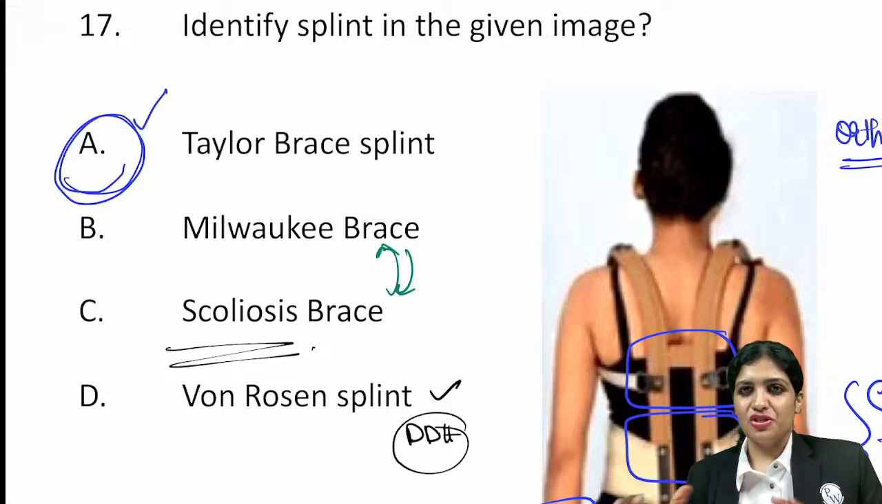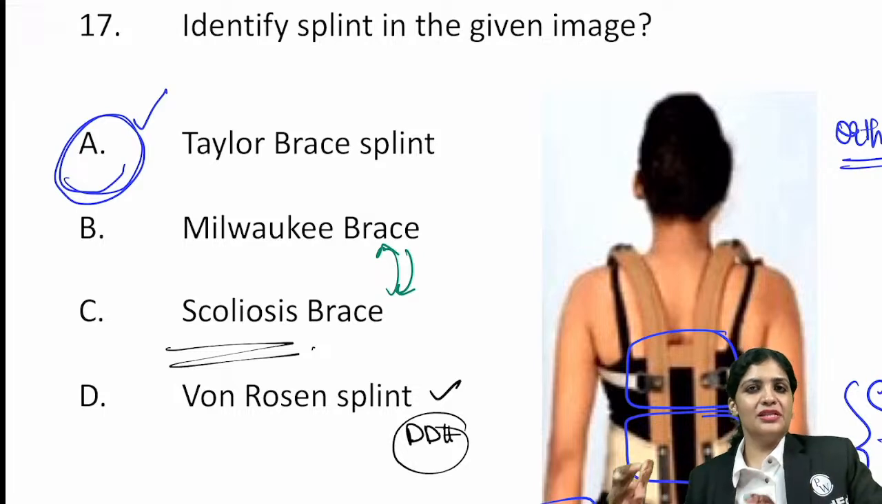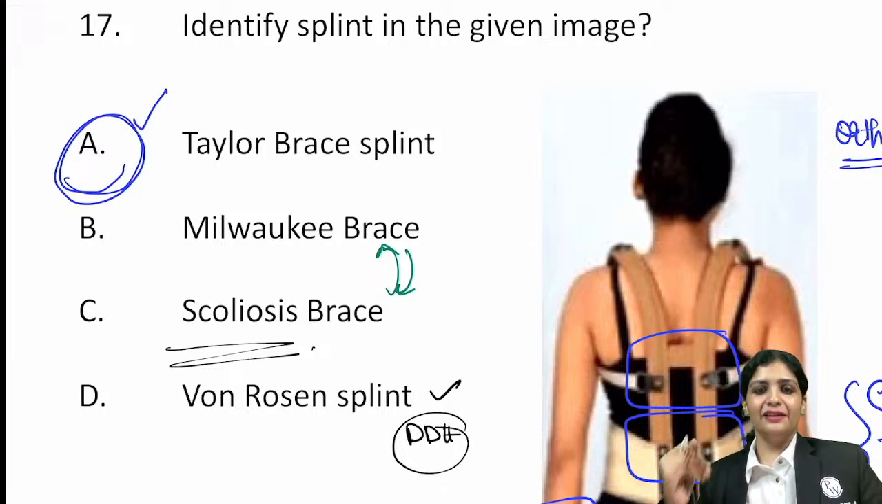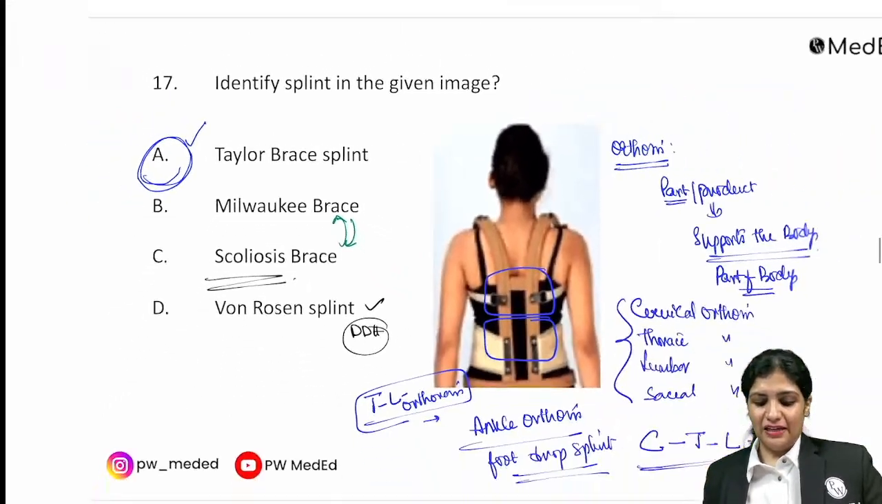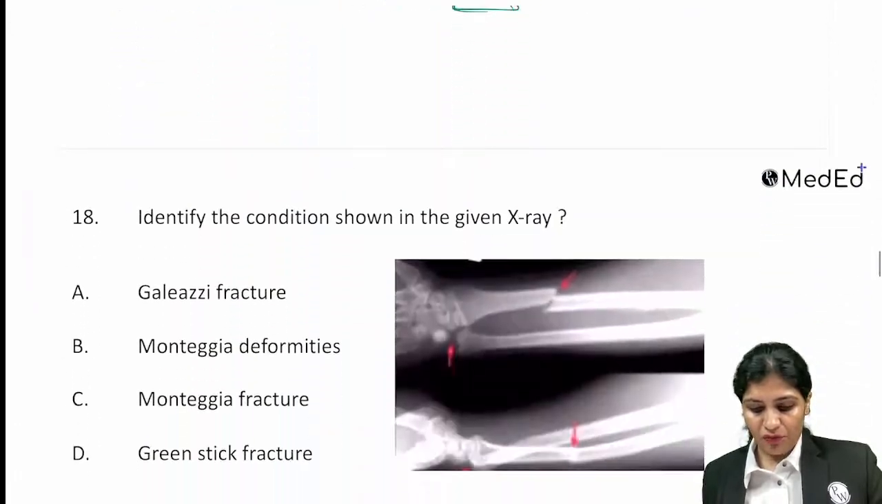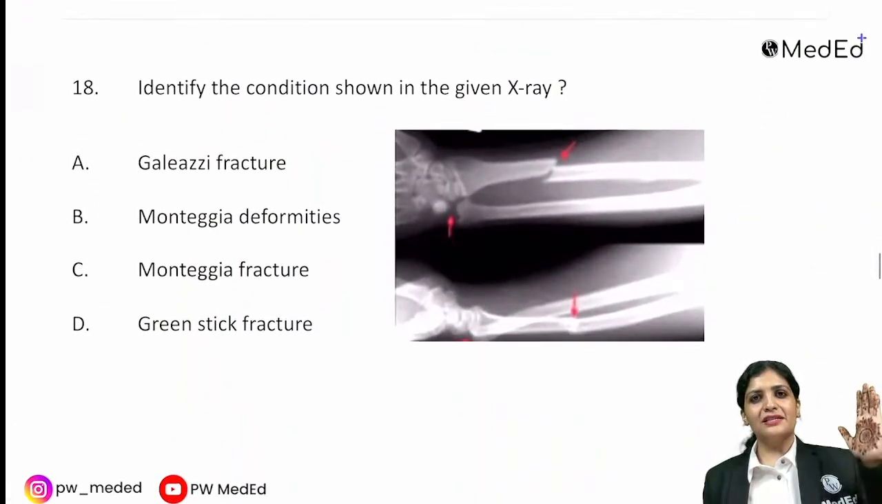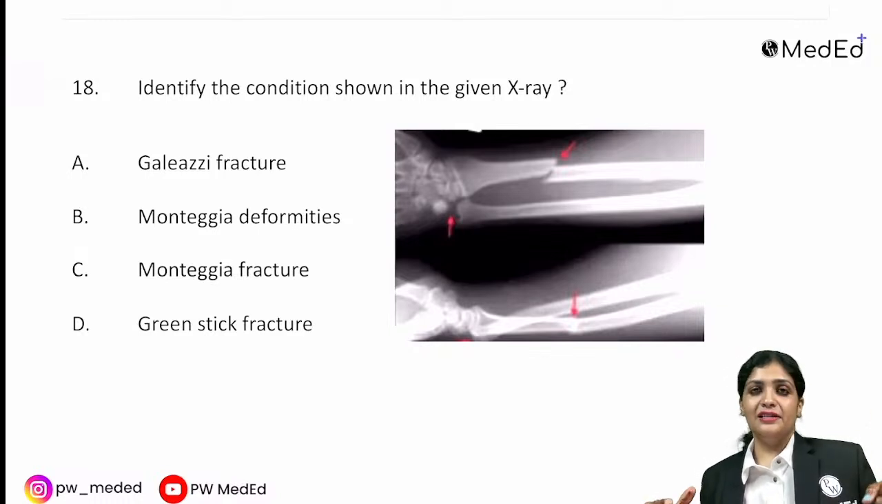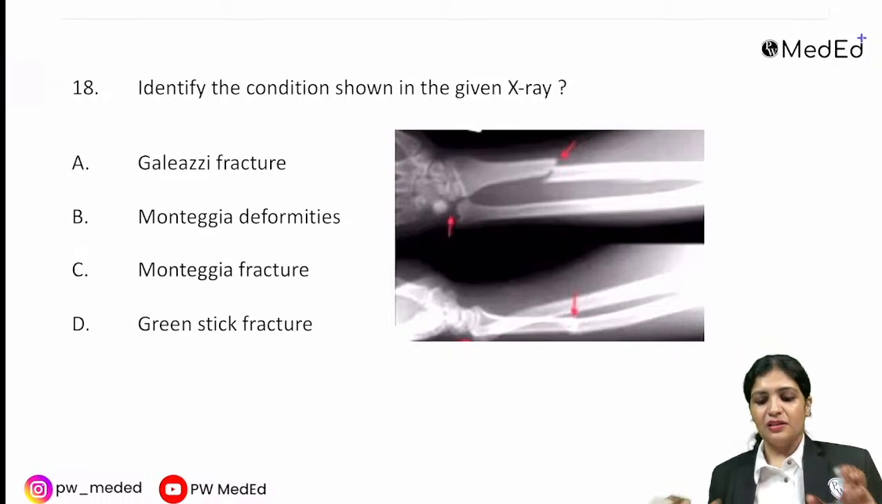And then you have the von Rosen splint. We already discussed that we use this in case of the DDH, right? And here in this image, they are showing what is supporting the thoracic and the lumbar. So there is the thoracolumbar orthosis, that is your Taylor's brace, right? So that is about the splints, and you have to be thorough of the splints. We have already discussed the aeroplane splint, the knuckle binder splint, the cock-up splint, and now we have added the spine orthosis, that is your Milwaukee, Boston, and the Taylor's brace, right? So that is about the splints.